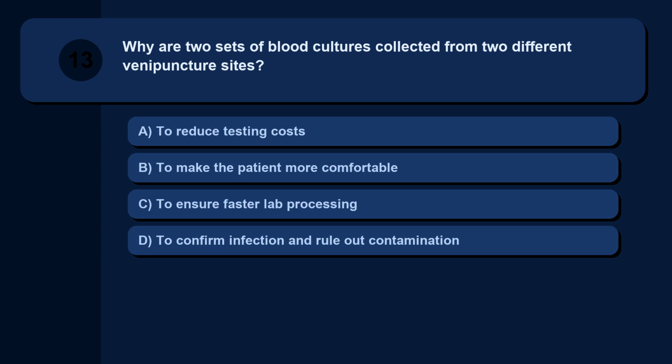Question 13. Why are two sets of blood cultures collected from two different venipuncture sites? To reduce testing costs. To make the patient more comfortable. To ensure faster lab processing. To confirm infection and rule out contamination. Two sets from different sites help distinguish true bloodstream infection from skin contamination during collection.